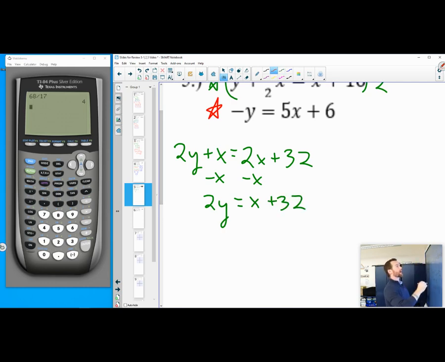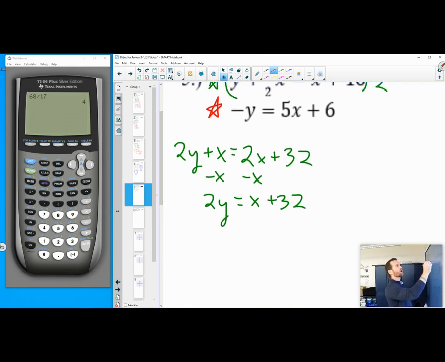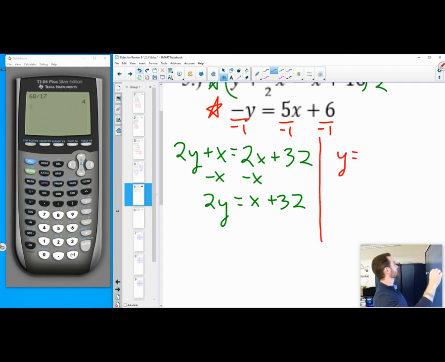All right, now let's use the red. So here, we just have a negative in front of the y. That's really the only thing in our way. Let's divide everything by -1. And then, tell you what, let me just put this right here. So this becomes a positive y equals -5x minus 6. And now that we have this y by itself, we're ready to substitute.